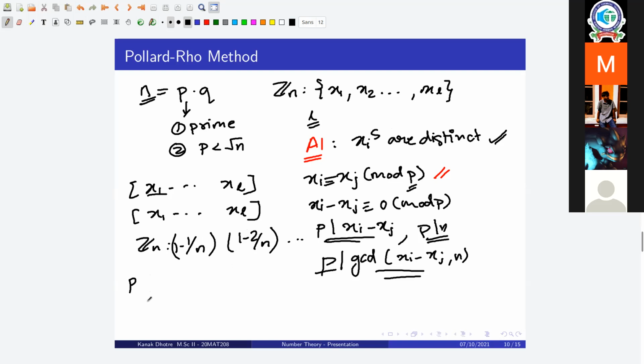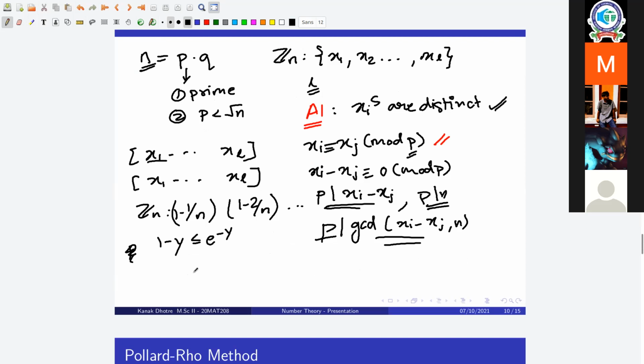Now here is a neat little trick. What you can do is say that 1 minus y for some y in R is always less than or equal to e raised to minus y, right? So this probability that we were computing essentially boils down to the product of e raised to minus 1 by n, e raised to minus 2 by n, so on and so forth, right? And this will obviously go up to minus of L minus 1 by n, right? Now I can just add all of these up and I'll get e raised to minus L times L minus 1 by 2n.